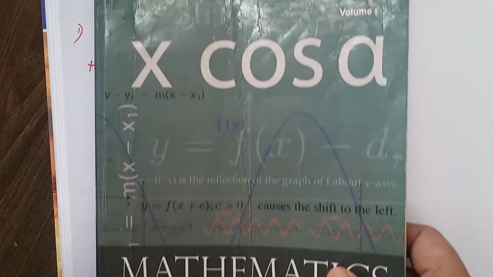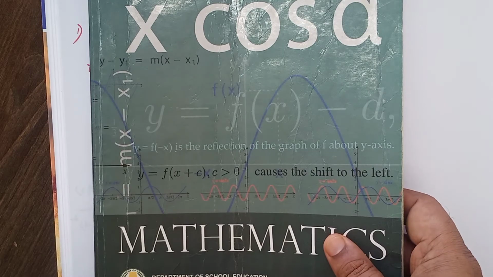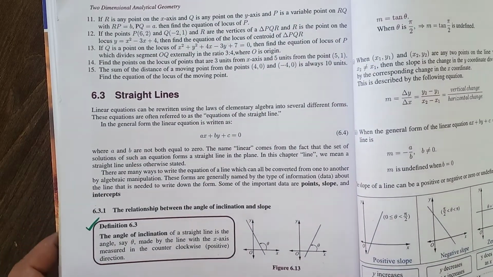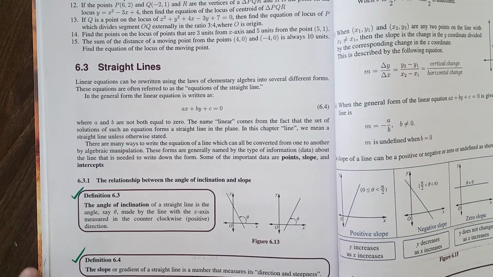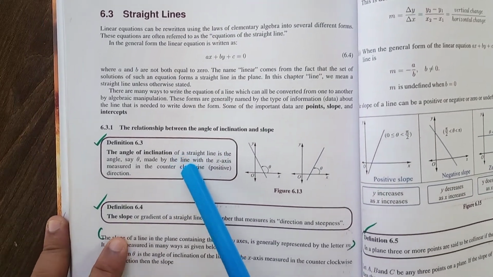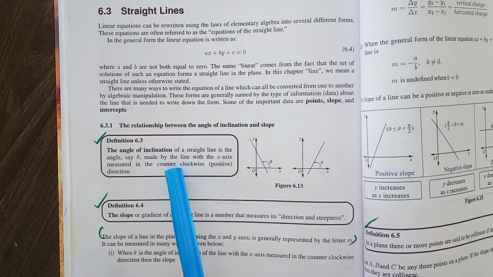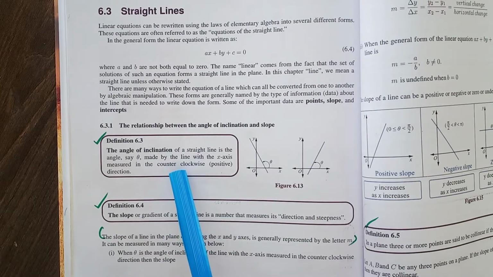11th standard mathematics, chapter number 6, exercise 6.2. Here we are going to study about straight lines. First, a definition of angle of inclination.